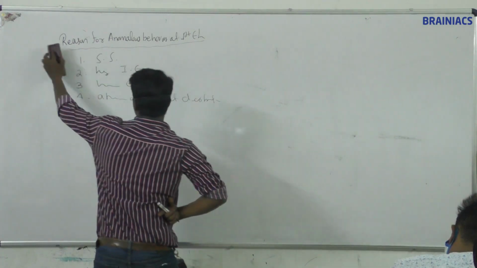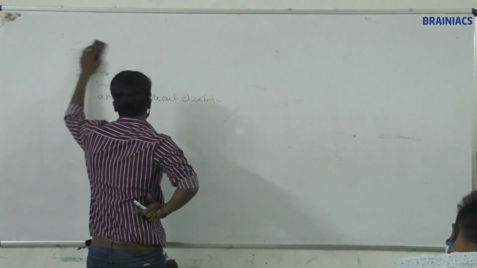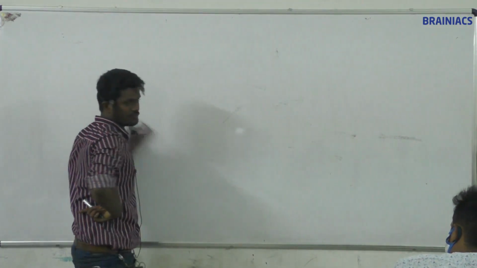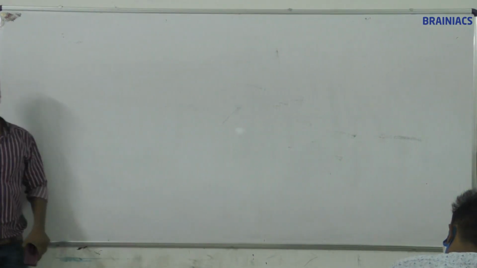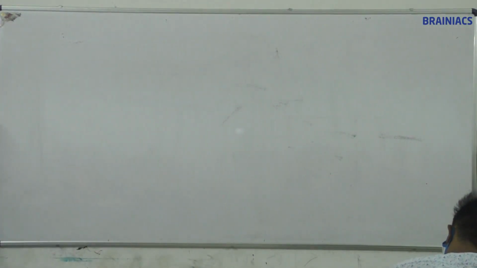Reason for anomalous behavior of first element: smaller in size, high ionization energy, high electronegativity, absence of vacant d orbital.